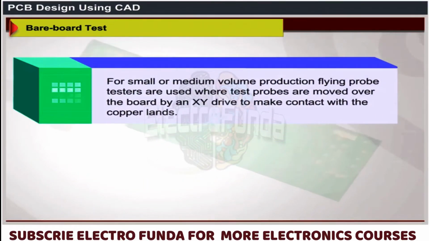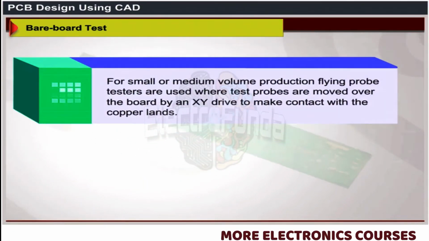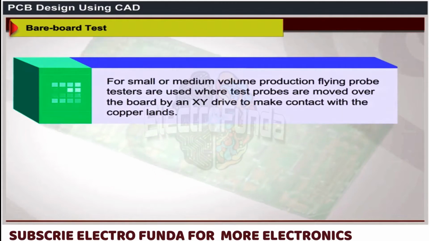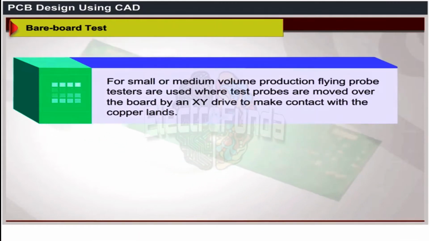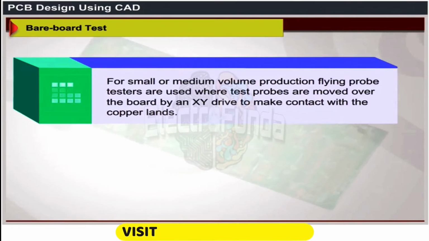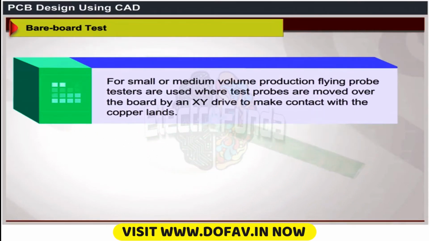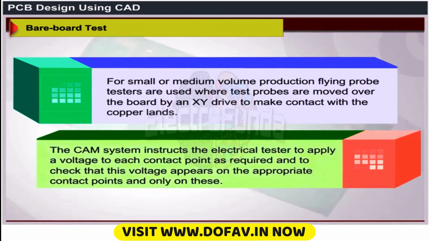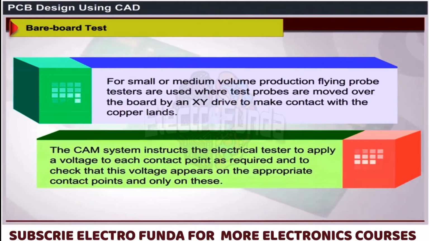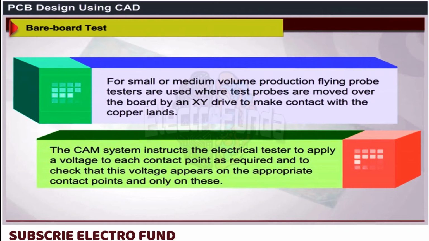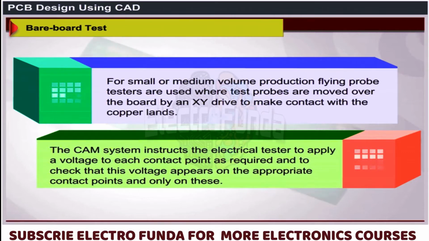For small or medium volume production, flying probe testers are used, where test probes are moved over the board by an XY drive to make contact with copper lands. The CAM system instructs the electrical tester to apply a voltage to each contact point as required and to check that this voltage appears on the appropriate contact point and only on these.